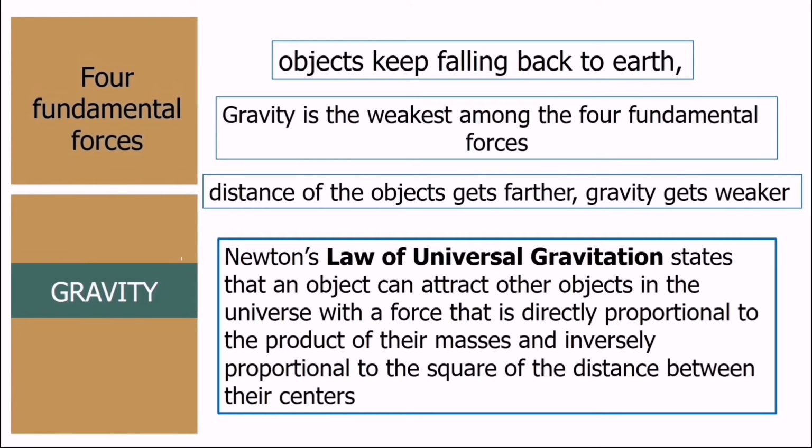First is the gravity. Mao ni siya ang ginaingon nato nga object keep falling back to earth. So, in gravity, ma-identify nato siya if naay gakahulog. Kung apple, mahulog, it is because of gravity. Ang gravity ang gabira sa object. Mao na siya nga mahulog tayo. It is the weakest among the four fundamental forces.